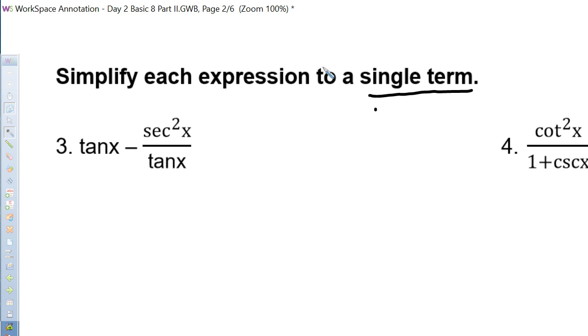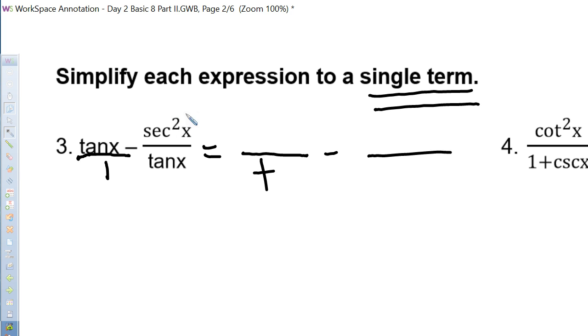Okay, so number 3, we have tangent of x minus secant squared of x over tangent of x. Now, in order to add those fractions together, I would need to have a common denominator. And how can I change tangent of x to a fraction? I could change it to sine of x over cosine of x, or I could make this tangent of x over 1. So what would the common denominator be? If I multiply these two together, it's just going to be tangent of x. So the second one is fine. I don't have to change anything.